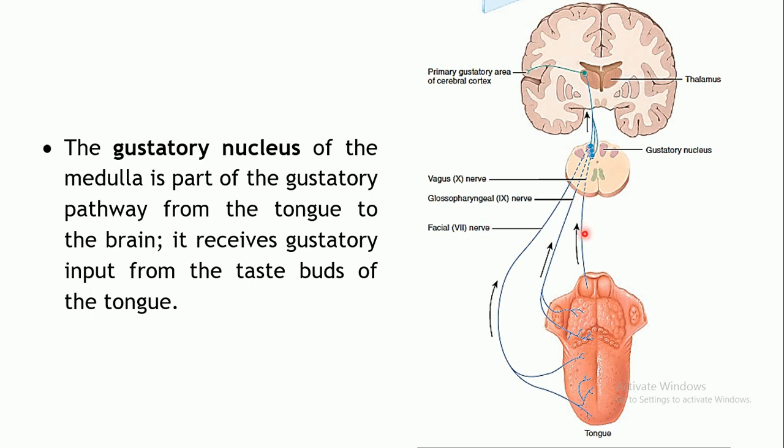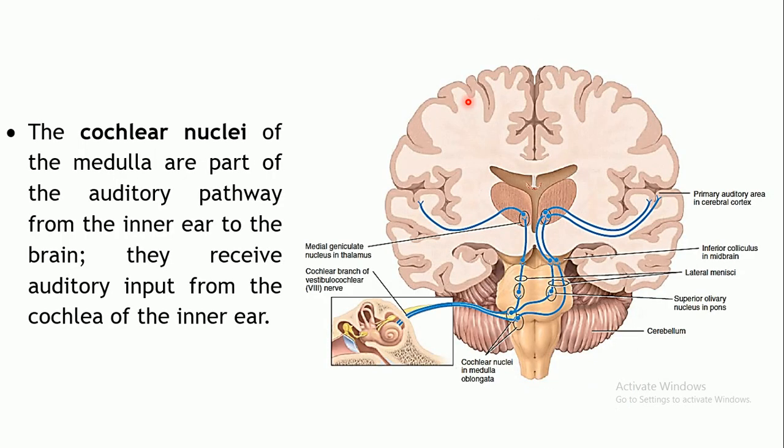So this signal of taste sensation from the taste buds of the tongue is carried towards the gustatory nucleus, where it forms the synapse with the next neuron, which then carries the signal towards the thalamus and the primary gustatory area of the cerebral cortex. Apart from this, there are cochlear nuclei also present.